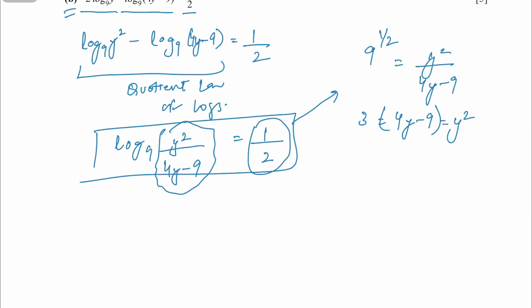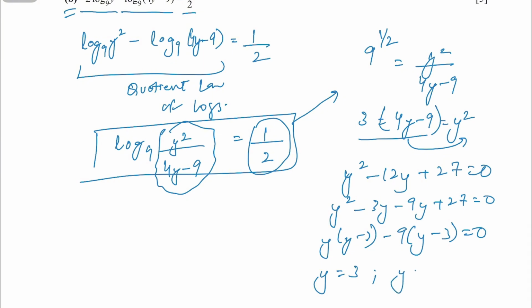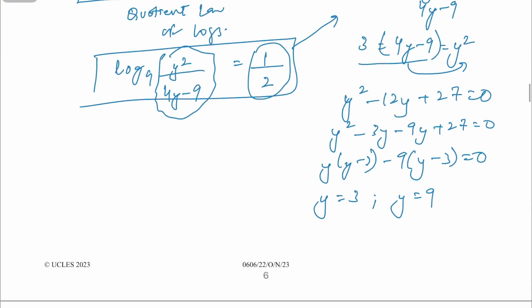We can solve this and bring this whole thing over here. So this would be y squared minus 12y plus 27 equals 0. So this would look like y squared minus 3y minus 9y plus 27 equals 0. Taking common factors, this would be y into (y minus 3), minus 9 into (y minus 3) equals 0. We have our y as 3 and y as 9.